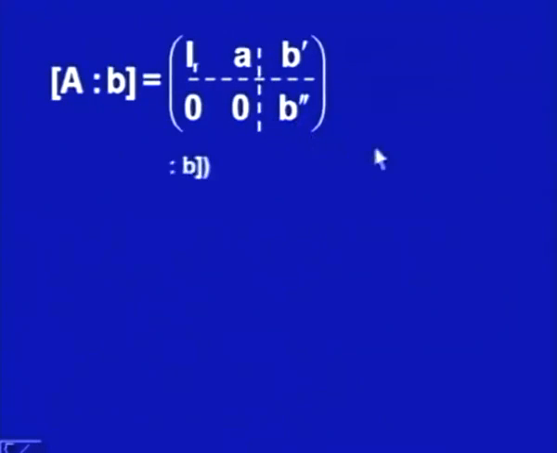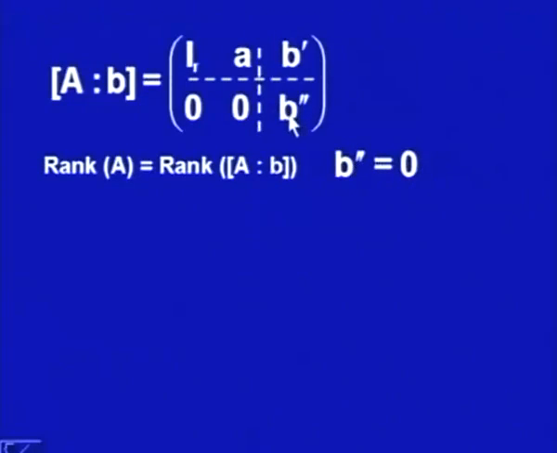Now, here, if rank A is equal to rank of AB, that means B double dash is equal to 0. If B double dash is not 0, then this is not possible. And if B double dash is 0, then they are consistent, and a solution is possible. If B double dash is not 0, then this condition will not be satisfied, and that means 0 is equal to some non-zero value on this side. So, that is not feasible, and that is why the system will be inconsistent.